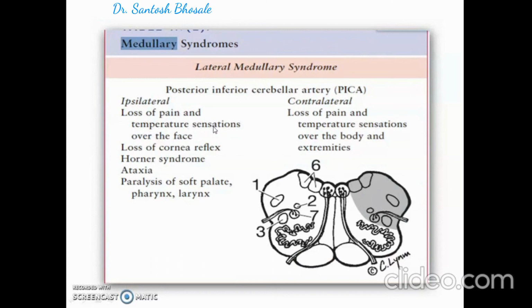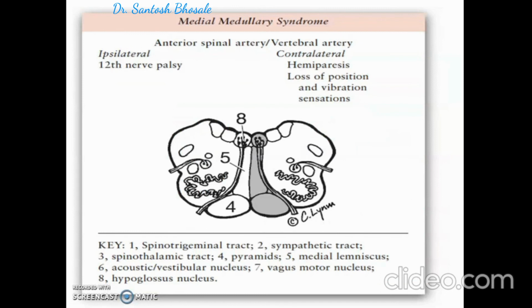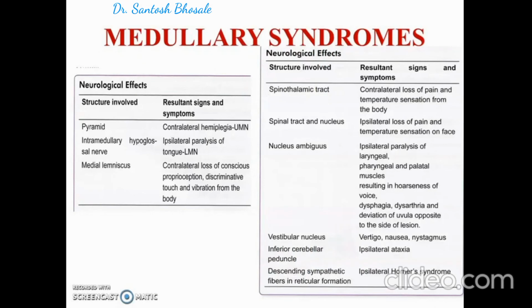What happens in lateral medullary syndrome? Ipsilaterally you will see loss of pain and temperature sensation due to spinal nucleus of trigeminal nerve, loss of corneal reflex, Horner syndrome, ataxia, paralysis of soft palate, pharynx and larynx due to nucleus ambiguus involvement, and contralateral side you will see loss of pain and temperature due to involvement of the lateral spinothalamic tract. And in medial medullary syndrome, due to thrombus of anterior spinal artery, same side you will see tongue paralysis, opposite side you will see hemiparesis and loss of general sensations.